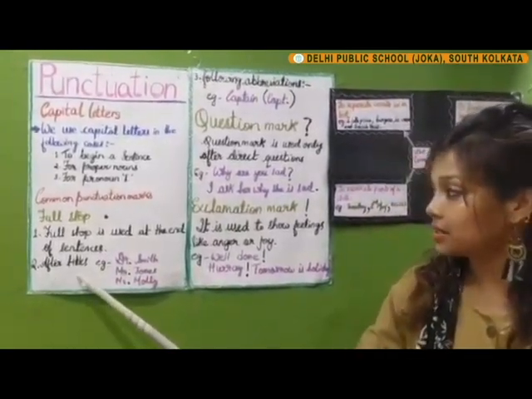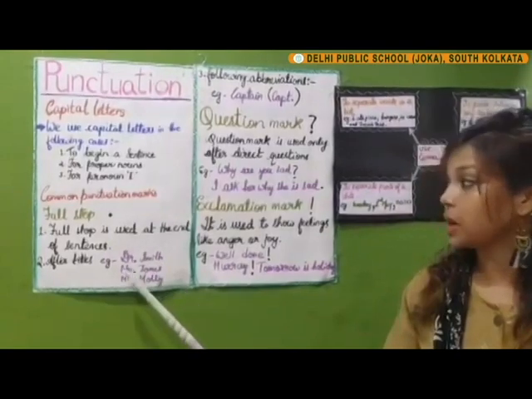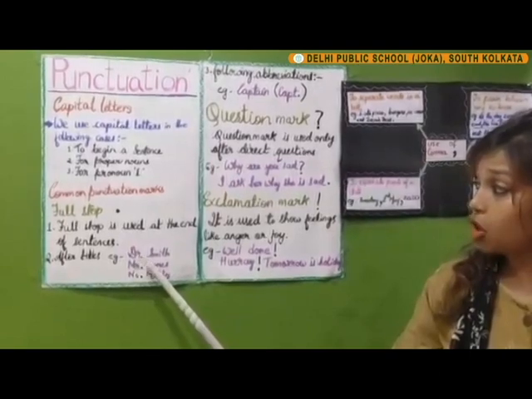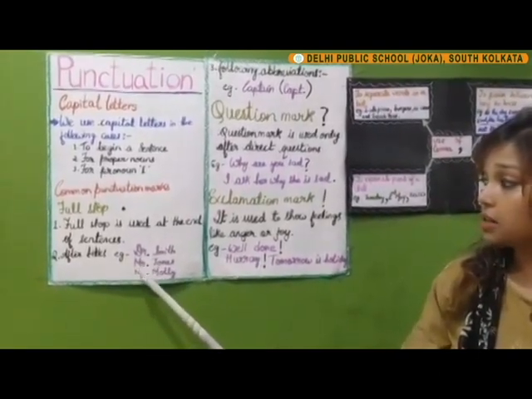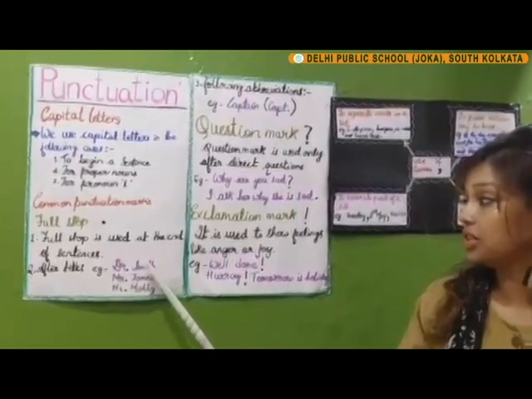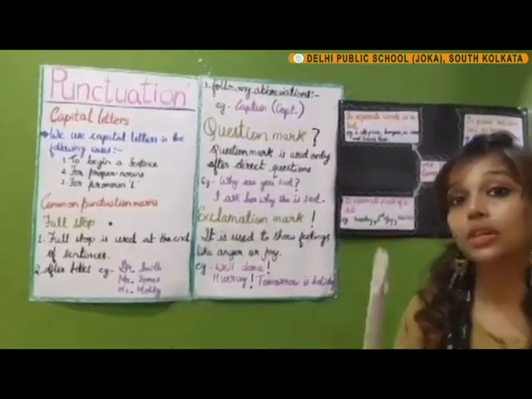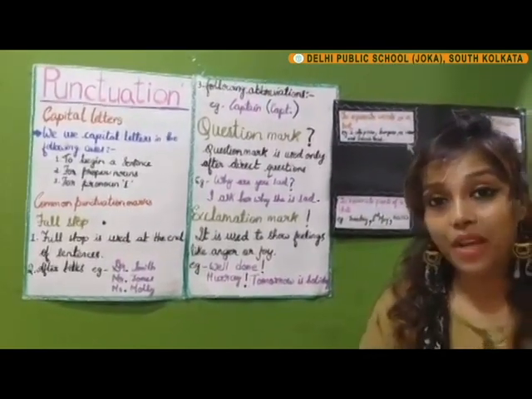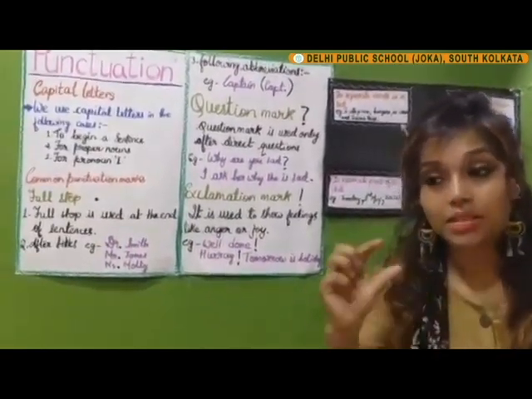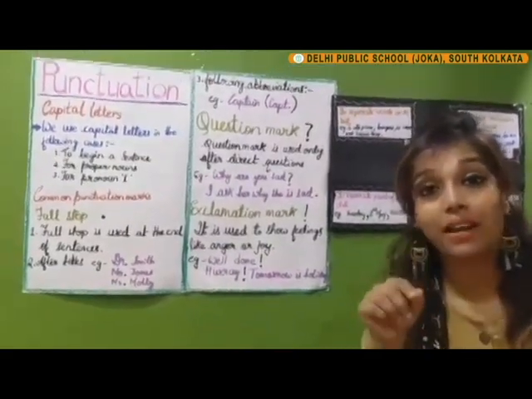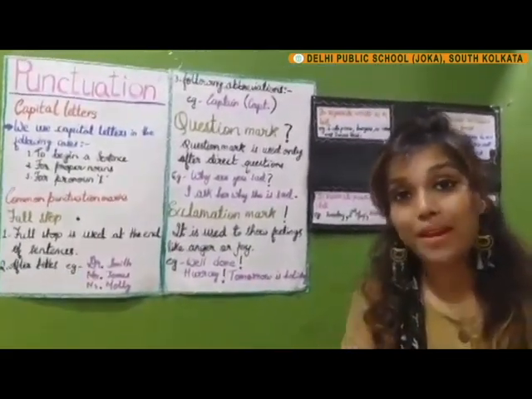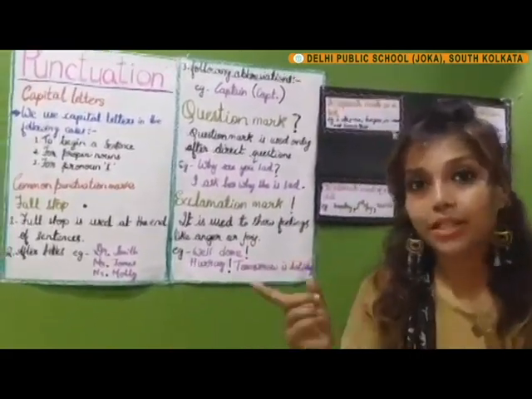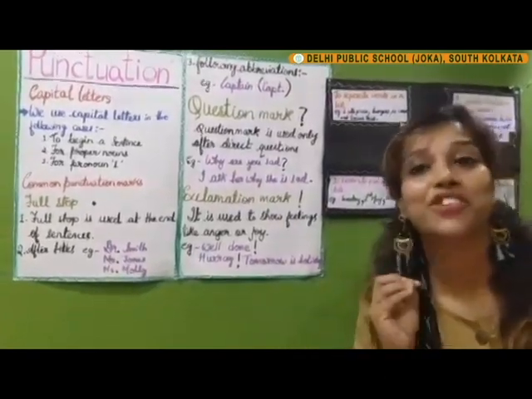Next is after titles. For example, Dr. Smith, Mr. Jones, Miss Molly. Here you see I put the full stop after Dr., after Mr., after Miss. These are the titles of these names. Okay? Now don't get confused with titles and surnames. Surnames are something else. For example, my name is Miss Sangeeta Karmakar. So the Miss is the title, okay, where I'm putting a full stop, then Sangeeta is capital and Karmakar is my surname, okay. People often mistake surname and title. This was just a piece of information, okay.